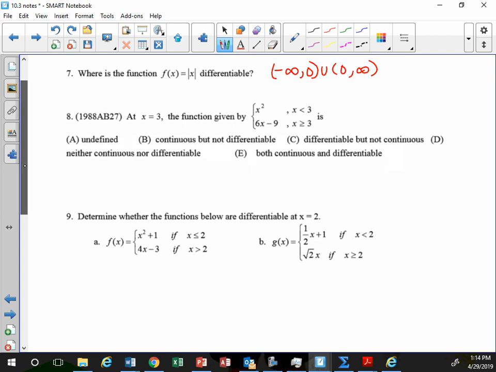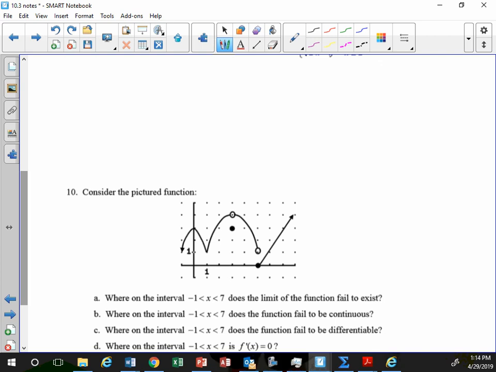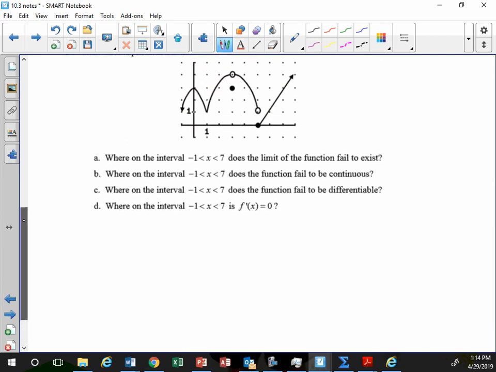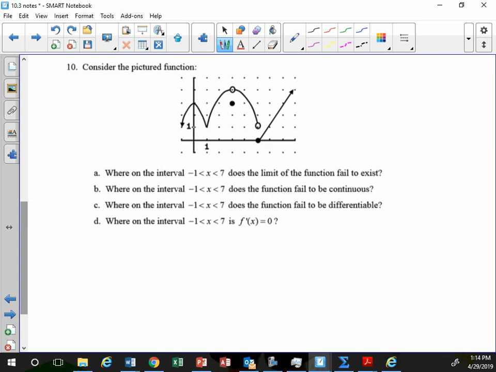All right, we're going to jump down to the bottom just because I want to make sure we have time for 10. So look at this super nice function. I've given you this graph. Where on this interval, -1 to 7, does the limit of the function fail to exist? So guys, we're talking about a lot of different things so far in this unit. We're talking about being able to take the derivative, we're talking about is it continuous, and we're talking about finding the limit. They're different questions. So where does the limit fail to exist if you look from -1 to 7?